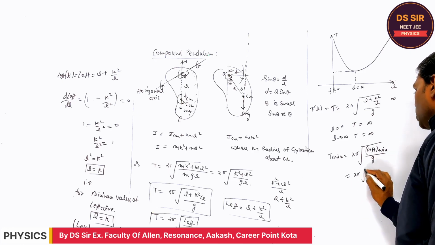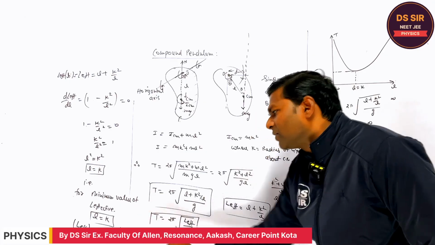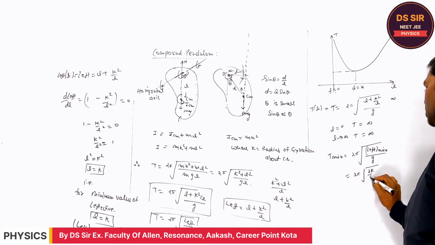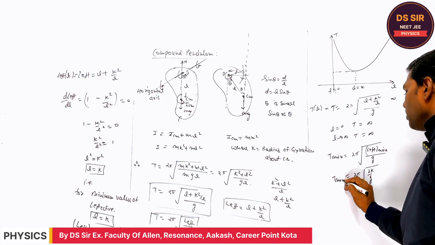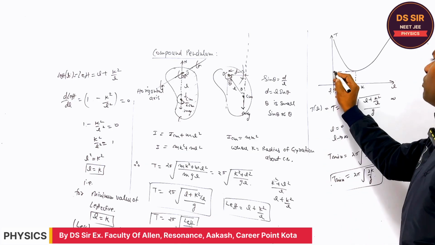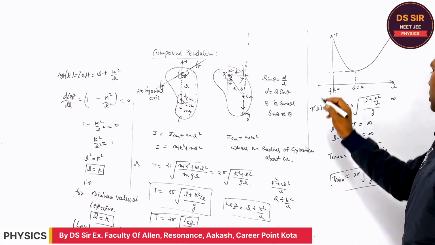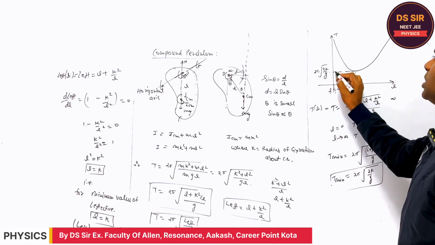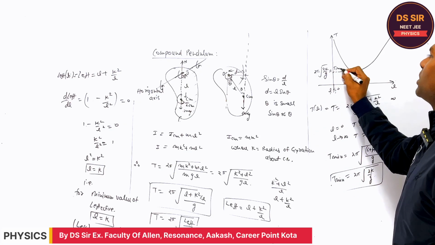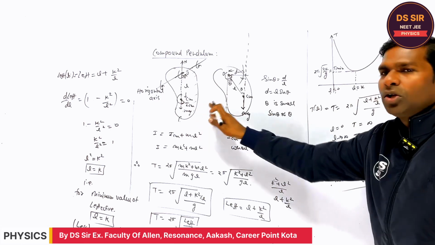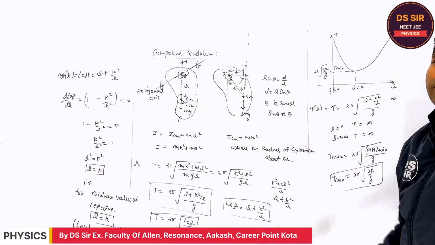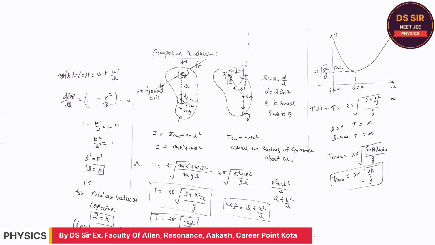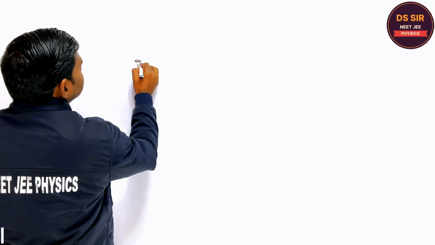And what is the minimum value of L effective? It is 2K. So the minimum value of time period, at L equal to K, is 2 pi root 2K upon g. This is the minimum time period of oscillation for this compound pendulum. All right, copy this. So now let's see some example.